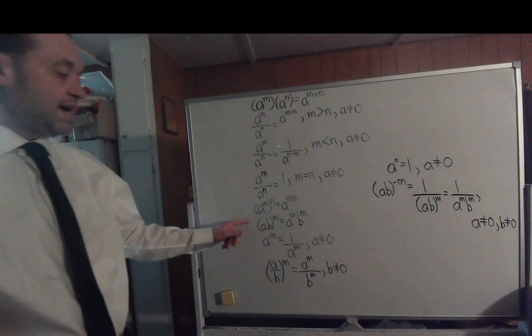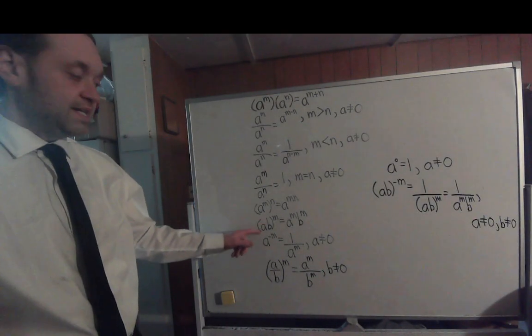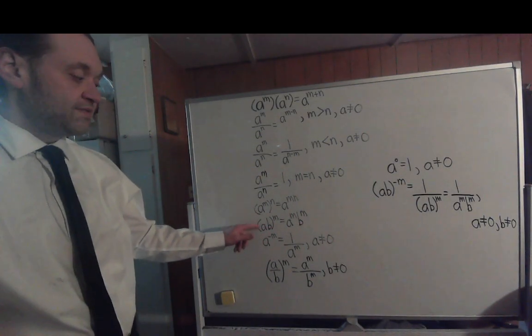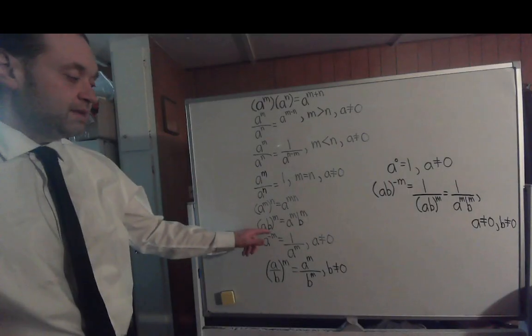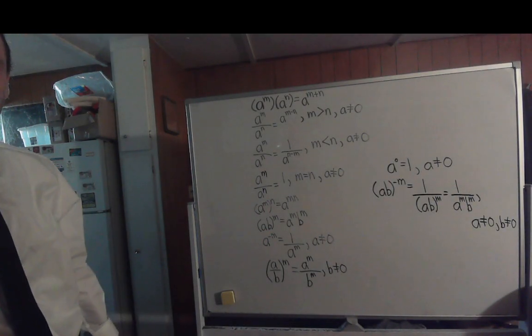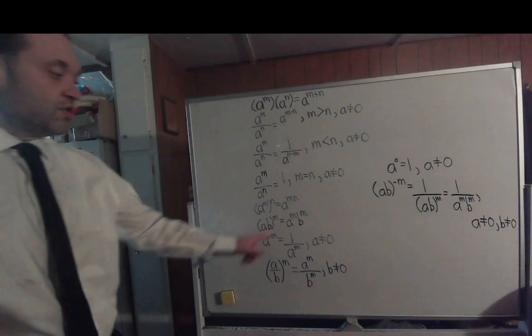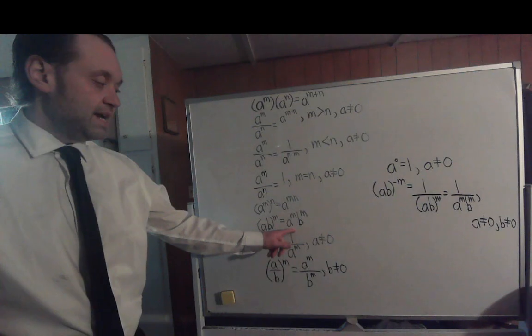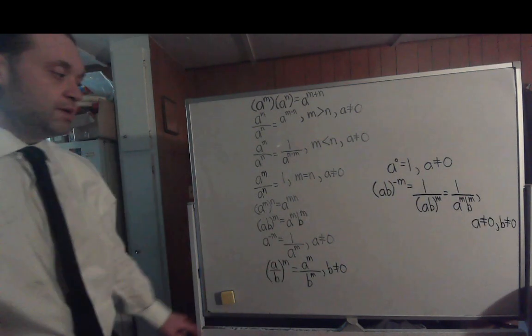Now, if I have two different bases inside a quantity raised to a power, so I have two arbitrary bases, a and b, they both represent different numbers or different values, raised to the m power, that's the same as a to the m times b to the m.